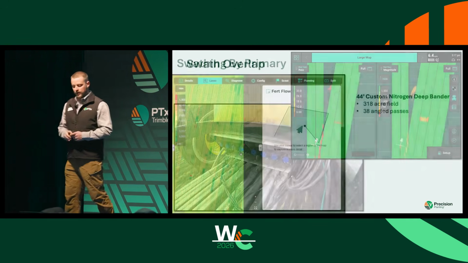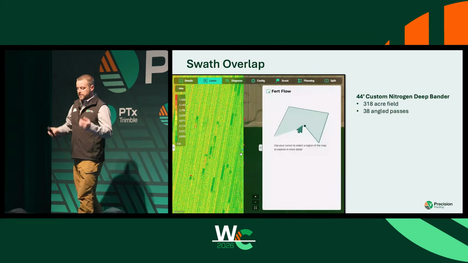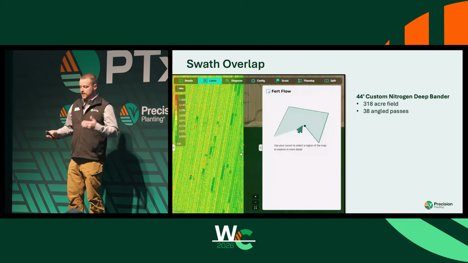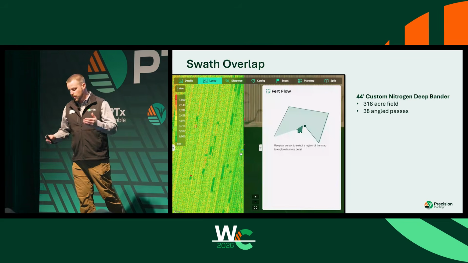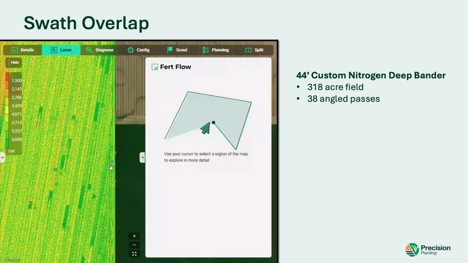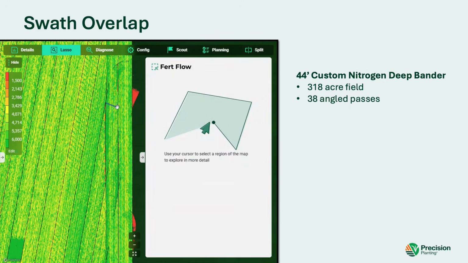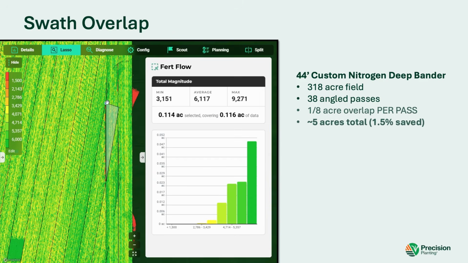Okay? So if I look at that example again, this particular instance, a 44-foot deep bander that we're applying some fertilizer with, this field was 318 acres. When we looked at it again, pulling into panorama, a little bit different angle than that last drill, but if I look at what that overlap is here, again, I'm at about 1/8 of an acre per each of those passes. Okay, so probably a little bit more expensive blend of fertilizer that I'm putting down here.